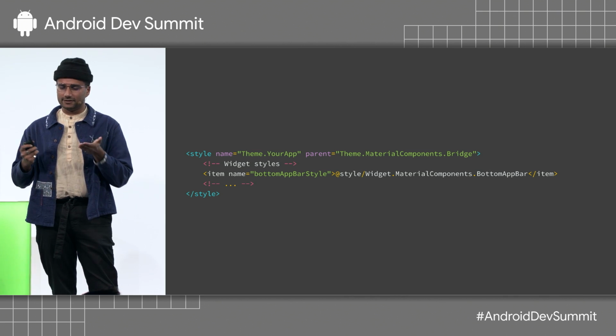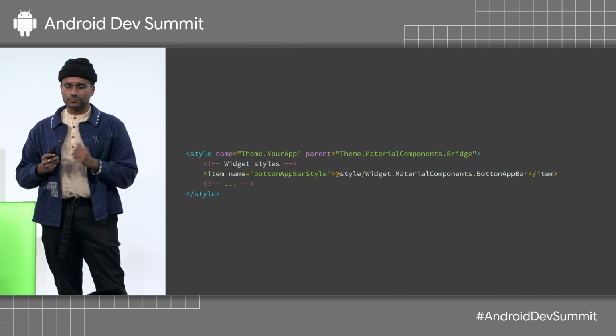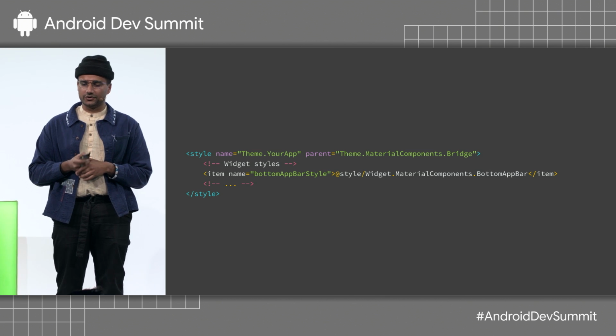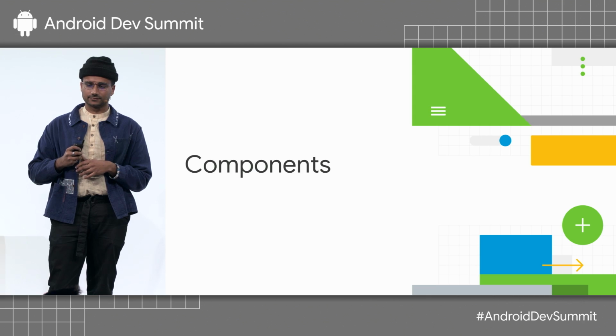So for example, if you're extending from a bridge theme and you want to opt in to use our bottom app bar style, you would define the default bottom app bar style in your theme, and then all of your bottom app bars would get the material component style.